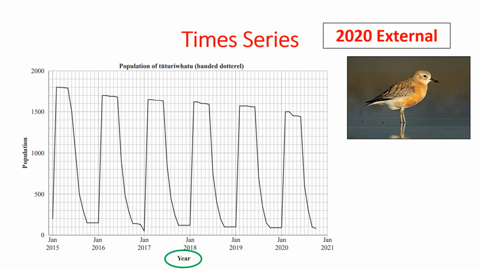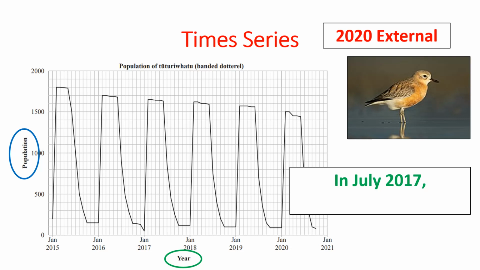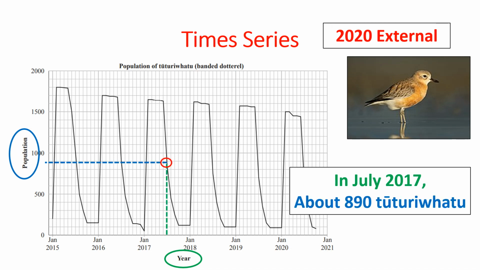Now, time series is a graph where we measure time on the bottom, on the x-axis, and we measure some variable on the y-axis. And in this example, we're measuring the population of the troughs bird, or the banded dotterel. Now, the first question they asked this year was to estimate the population of the bird in July of 2017. So you grab your ruler and estimate where you think July 2017 would be, and I reckon it hits the graph and comes across just under 900, so I'm going to guess about 890 birds.